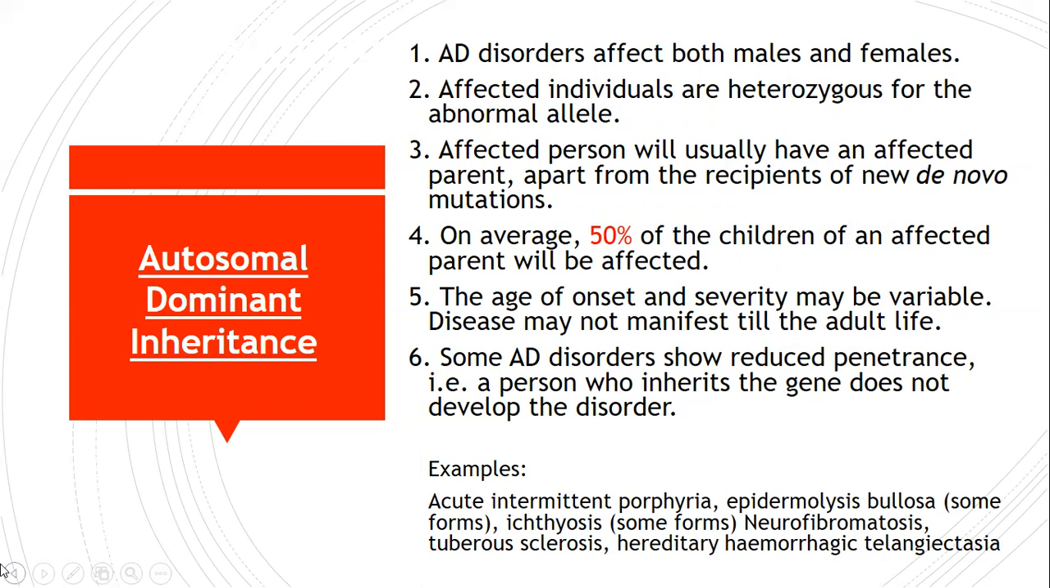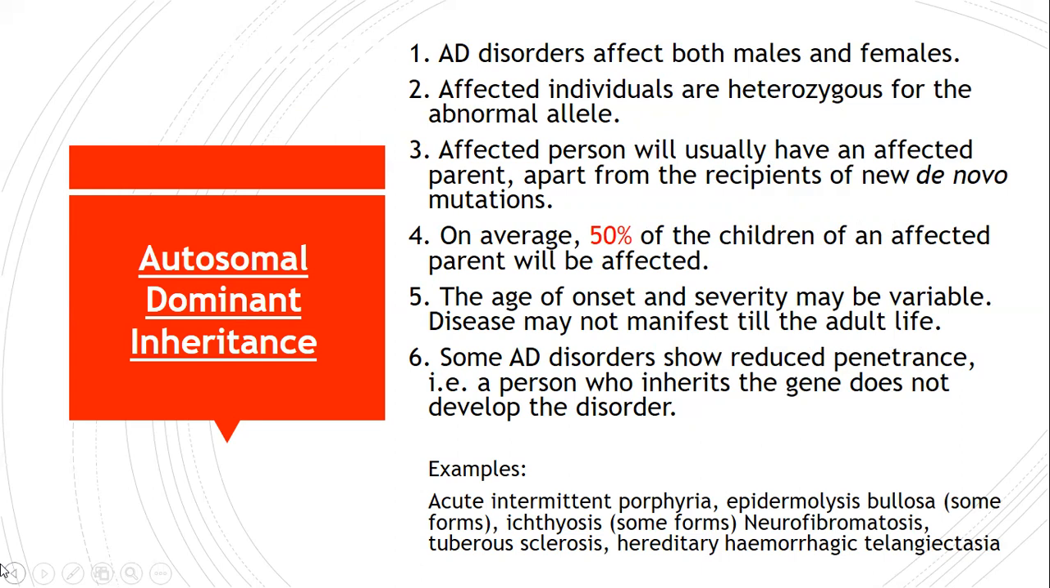Some autosomal dominant disorders show reduced penetrance. That is, a person who inherits the gene does not develop the disorder. So there is another term introduced here, that is reduced penetrance. It is not a must that an autosomal dominant disorder, if present, will always manifest as a phenotypic abnormality. So there can be less manifestation if there is reduced penetrance.